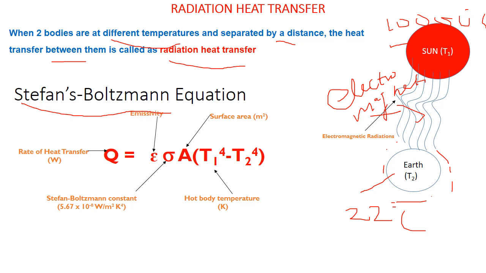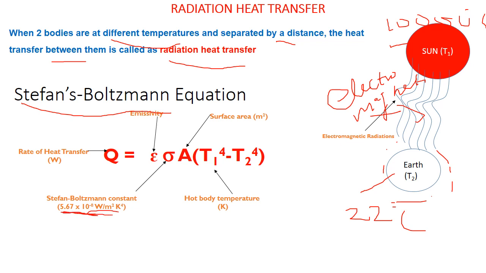Emissivity is a constant for a particular material. Then sigma is also a constant, the Stefan Boltzmann constant, named after the scientist himself. Its value is 5.67 times 10 power minus 8 watts per meter square Kelvin to the power 4. This is a constant value. You have to remember this value.